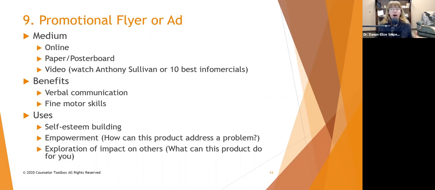How can this product, i.e. the person, address a problem? So if I consider myself a product, how can I help people address a particular issue? And I'm trying to sell that. How can I help them improve their level of happiness? And it can be used to help people explore their impact on others.